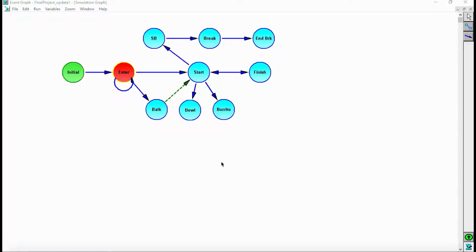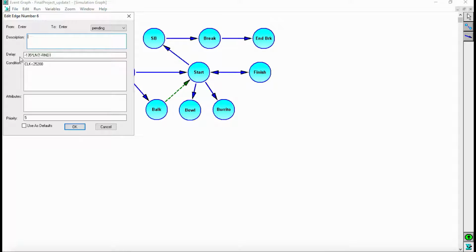No problem. Appreciate it. So now I'm going to talk a little bit about our event graph model. Like most event graphs, we started off with the initialization phase where we initialize all our variables. And then we go right into the enter, with an interarrival time modeled with an exponential distribution, which is shown here, and a clock. People stop entering after 7 hours, which we modeled from 1 to 8, so 7 hours, and this is how much time elapses in seconds.